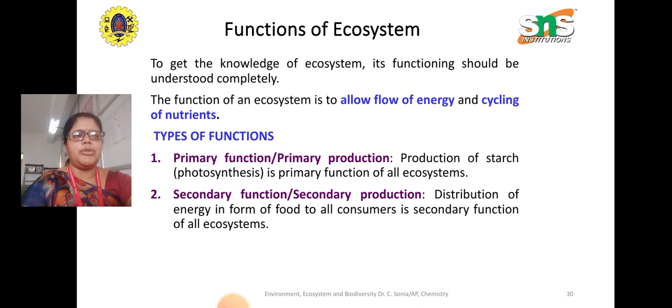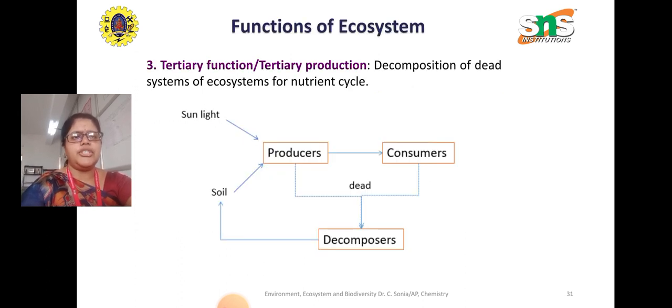Primary functions, the production of starch is the primary function of all ecosystem. That is, the production of green plants, the photosynthesis by green plants is an example. Secondary function is the distribution of energy in the form of the food to all consumers is the secondary function of the ecosystem. Tertiary functions, the decomposition of the dead system of the ecosystem for nutrient cycle.